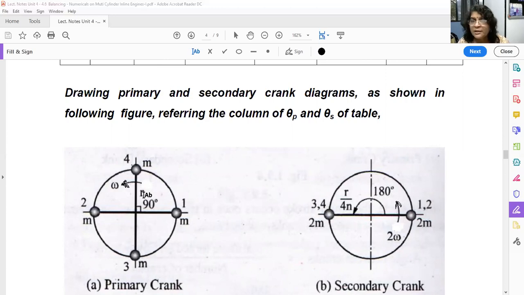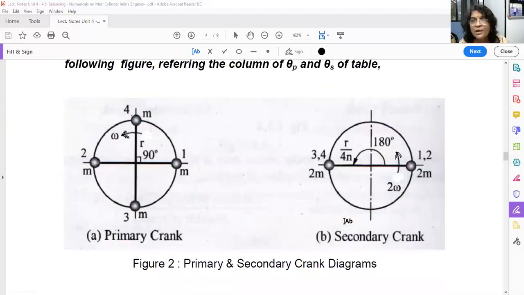Okay. Then this is rotating with omega speed. This is rotating with 2 omega speed. You can imagine any direction, anti-clockwise or clockwise, but accordingly you have to show the angle. If I will take clockwise direction, then after 1, 4 would have come here and 3 would have come here. So always assume one direction. I always assume anti-clockwise. So here also anti-clockwise. Okay, the crank radius is r here, it is r upon 4n here.